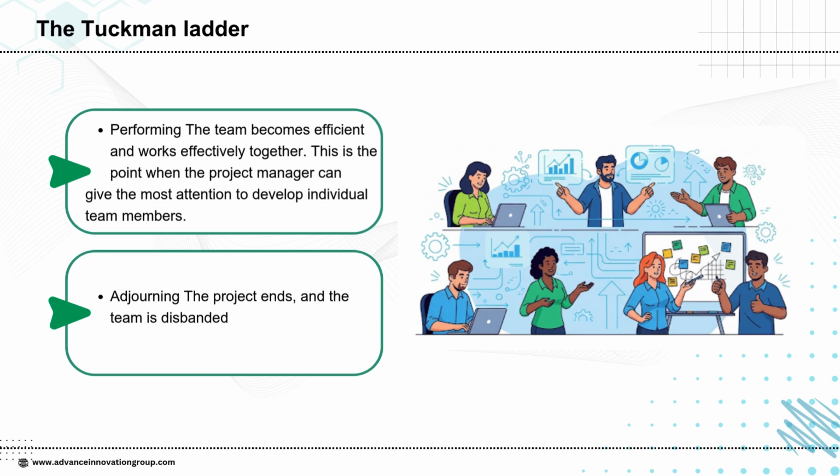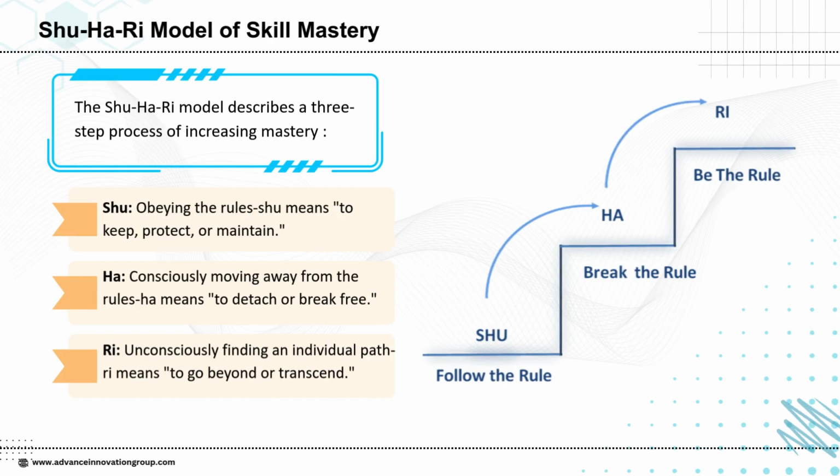The final stage is adjourning, which occurs when the project is completed and the team is disbanded. Although this can be a positive stage since it marks the successful delivery of the project, it can also be emotional for team members as they part ways. The project manager's role here is to acknowledge contributions, celebrate success, and ensure a smooth transition for members to their next assignments. The Shuhari model explains how individuals progress in their learning journey toward mastery through 3 stages.